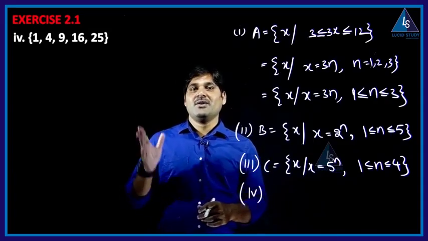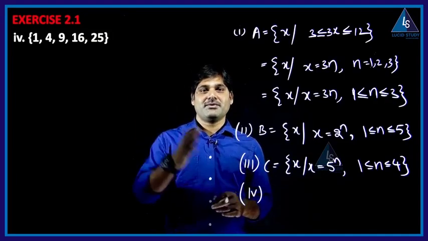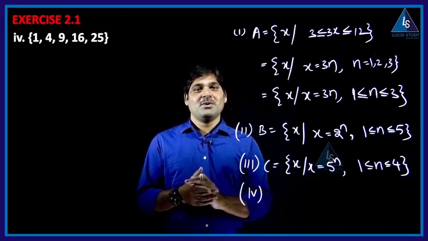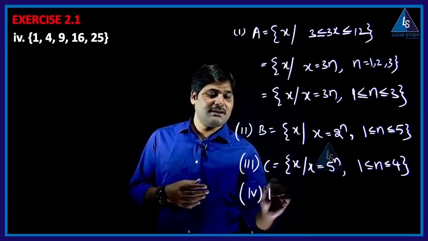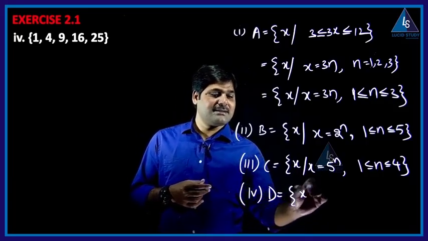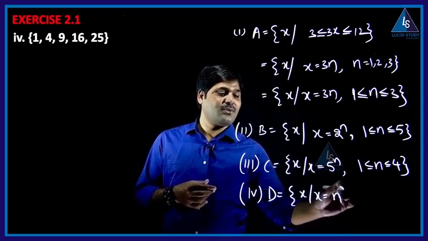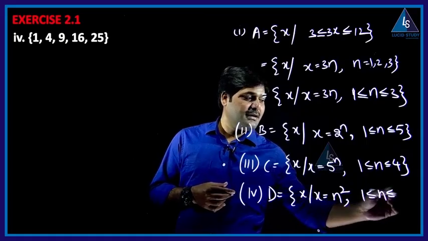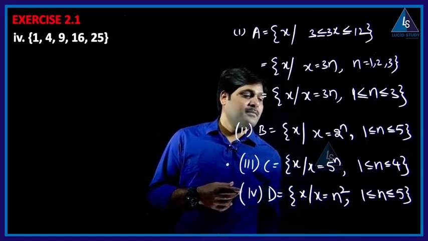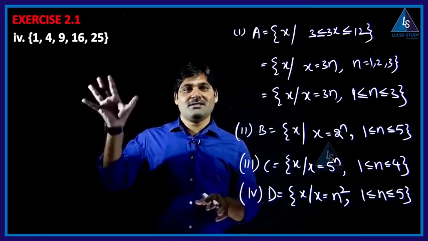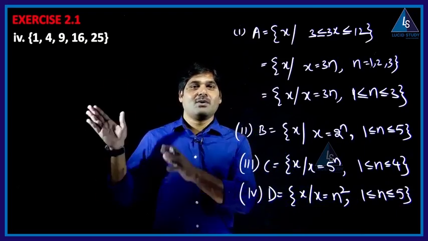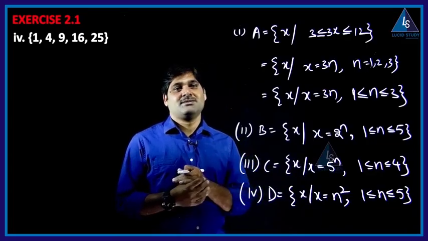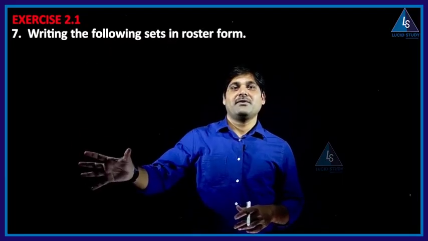Next, question number 4. What are the elements given? 1, 4, 9, 16, 25. So all these are squares of natural numbers, right? So I will write that set as D, x such that x is equal to n square, where 1 is less than or equal to n, less than or equal to 5. So from 1 to 5, all squares are there. So like this, if roster form is given, we can convert that into set builder form. Understood? Set builder form given, we need to write roster form.